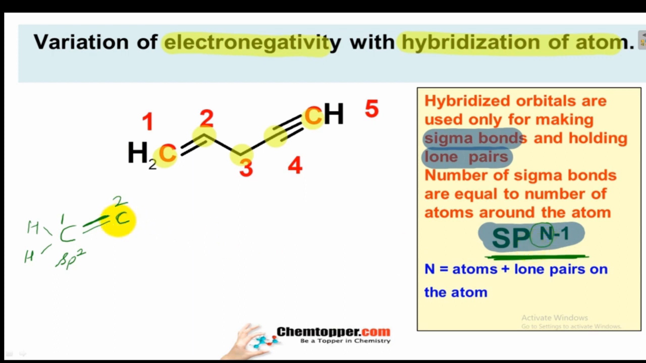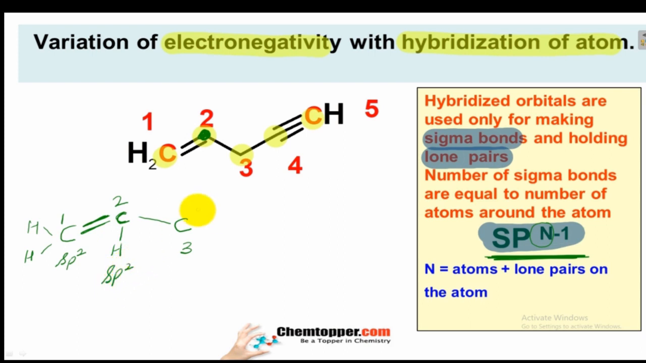Now let's take carbon number 2. There is 1 sigma bond with carbon number 1, 1 sigma bond with carbon number 3, and there is 1 sigma bond with hydrogen. Hydrogens are not shown here because this is line notation. So carbon number 2 has again 3 sigma bonds. So it means it needs 3 hybridized orbitals, which means sp2 hybridization.